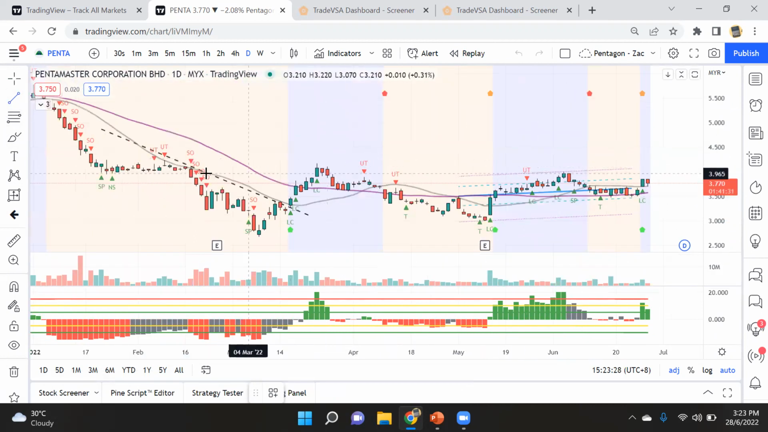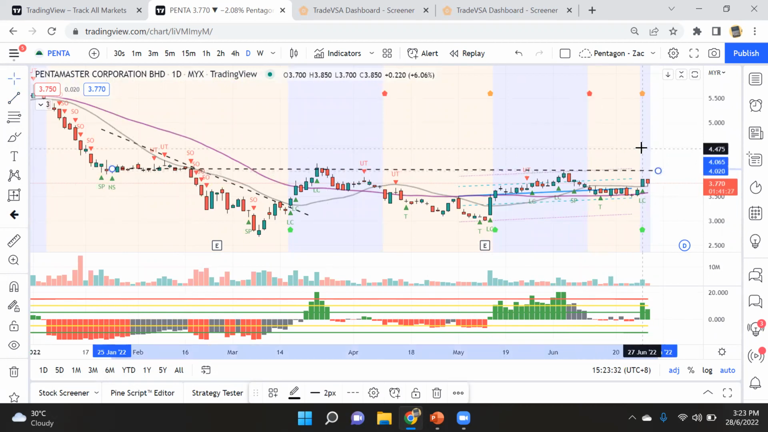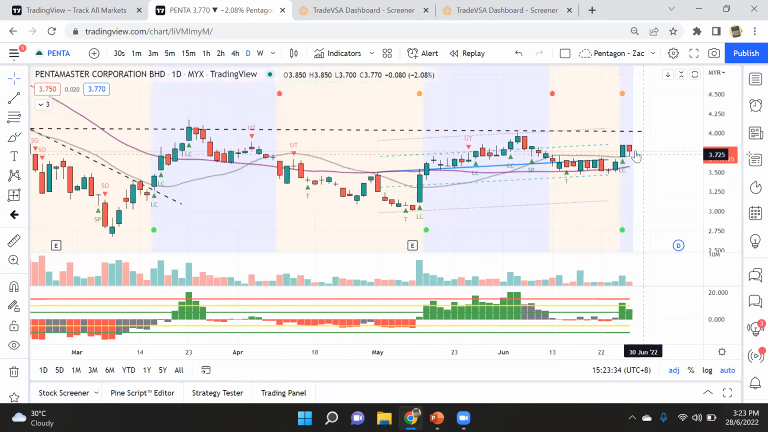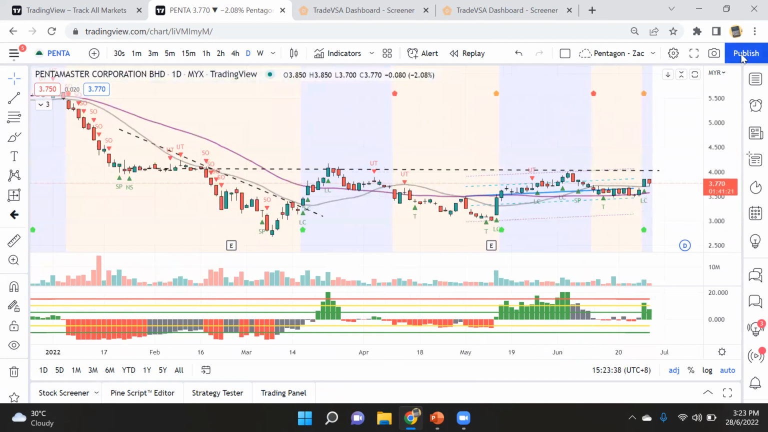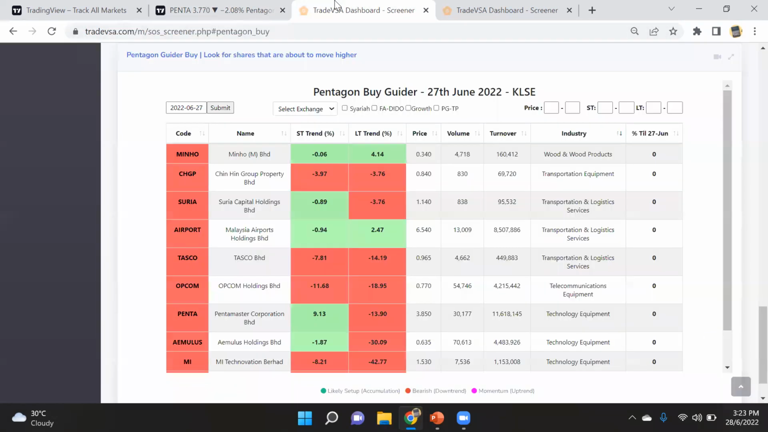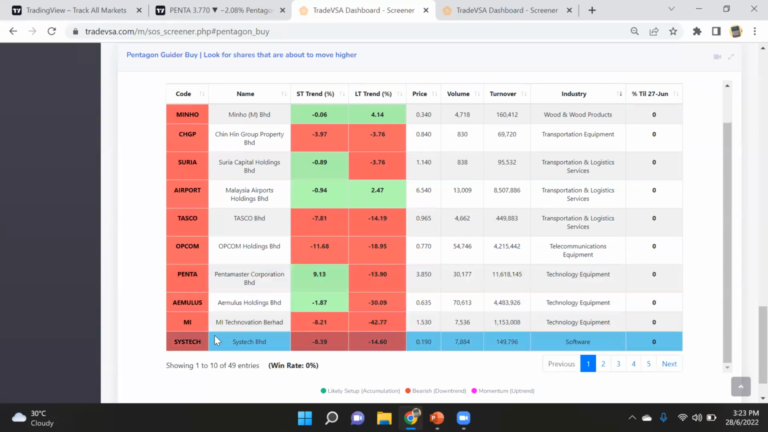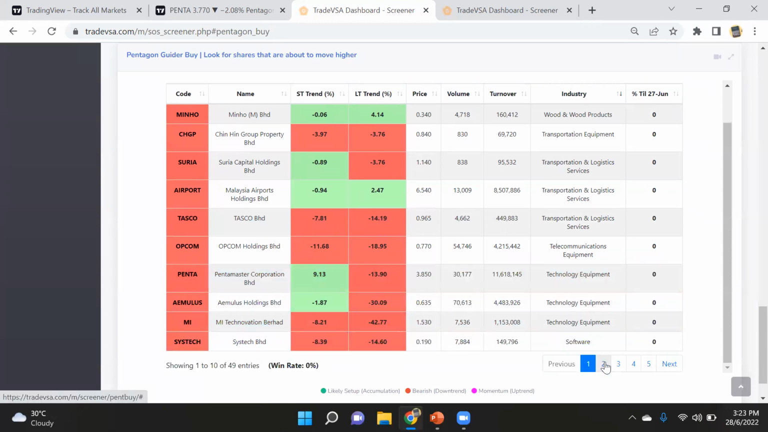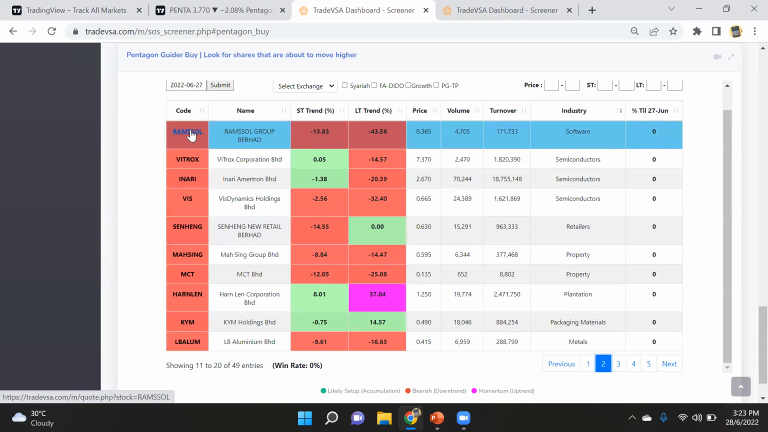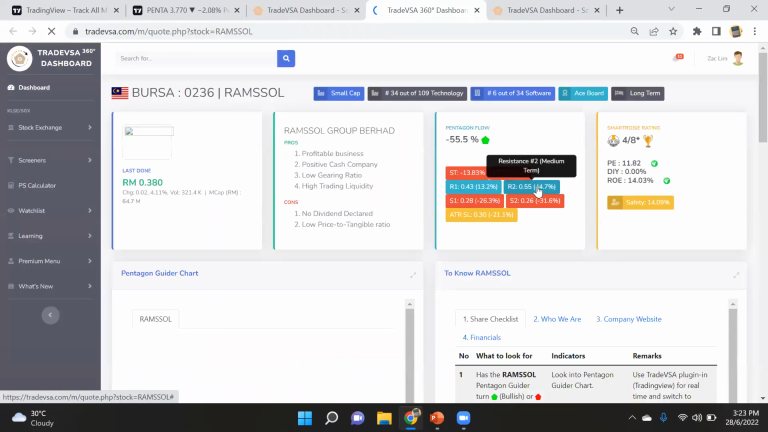So we can use the same support and resistance to look at it. This is the resistance area. The support area should be from the line change, sorry, from these green pentagon areas. So overall they are not in the downtrend anymore for Penta at the moment. All right, so next one, we go back to our Pentagon screener. Me and Emilius, I think the setup is not that ideal. If we look into Ramsol, click on Ramsol.